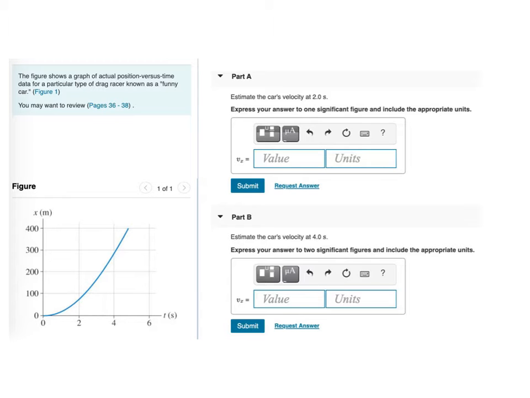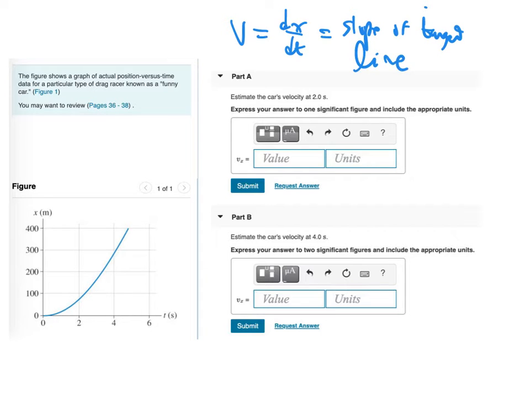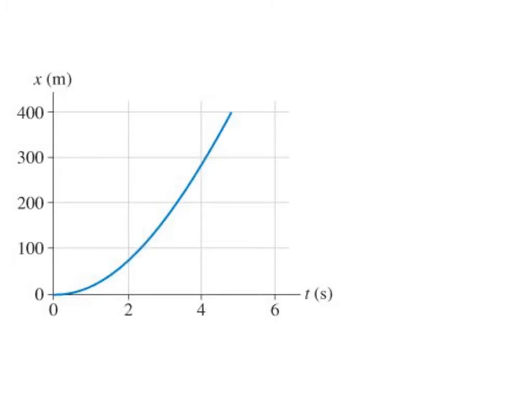In both cases, this is a position time graph, and so we know that the velocity is going to be dx dt, which is the slope of the tangent line. So we just need to find that. Drawing tangent lines is admittedly a bit of an art. You have to get a line which passes through or touches the curve, but it doesn't cross over. So I'm going to say something like this, but it's a little bit of an art.